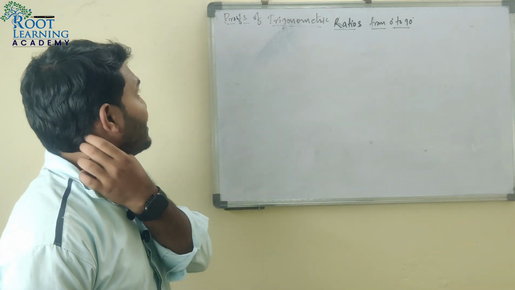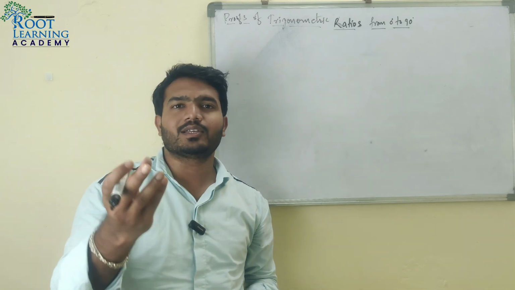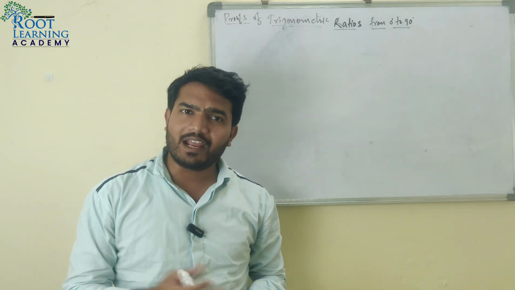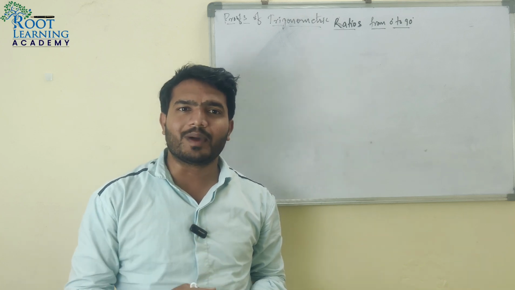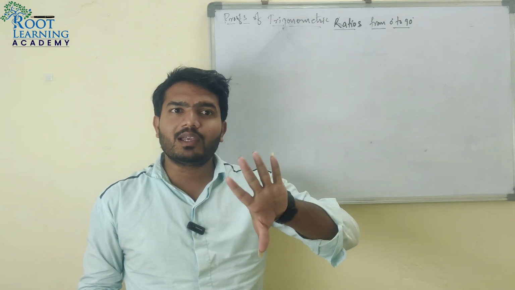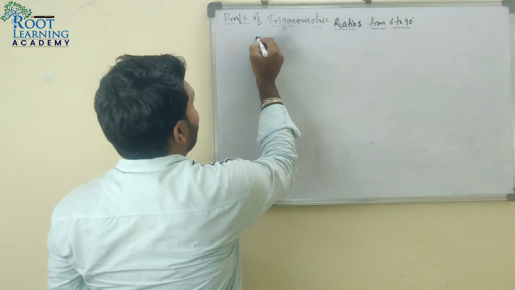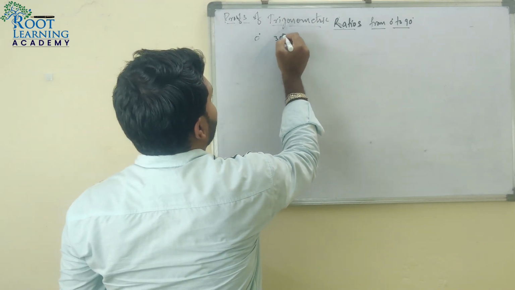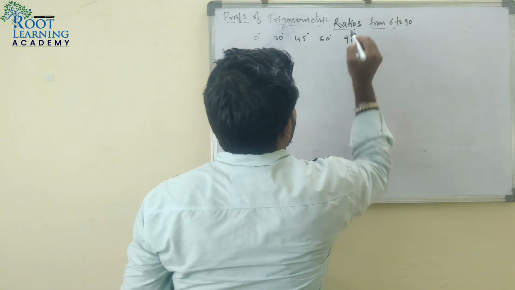Now today we are going to discuss how we will get those values, like sin 0 degrees is equal to 0, tan 45 degrees is equal to 1, cosecant 60 degrees is equal to 2 by root 3. How we will get those values? So the proofs of those values today we are going to discuss. So what are the angles we have? 0 degrees, 30 degrees, 45 degrees, 60 degrees and 90 degrees.